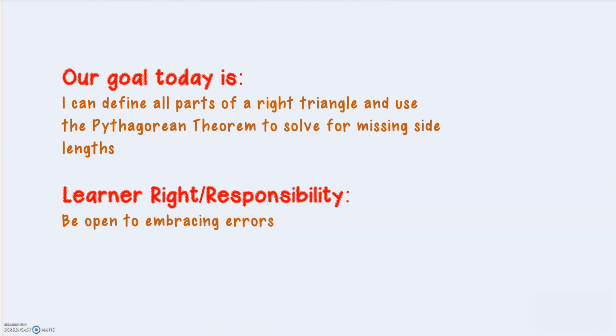All right, our goal today says I can define all parts of a right triangle and use the Pythagorean theorem to solve for missing side lengths. Our learner right responsibility for today is to be open to embracing errors. You're gonna make mistakes, that's okay, it's a part of math. It's how we learn. So be open to making those errors and learning from them.